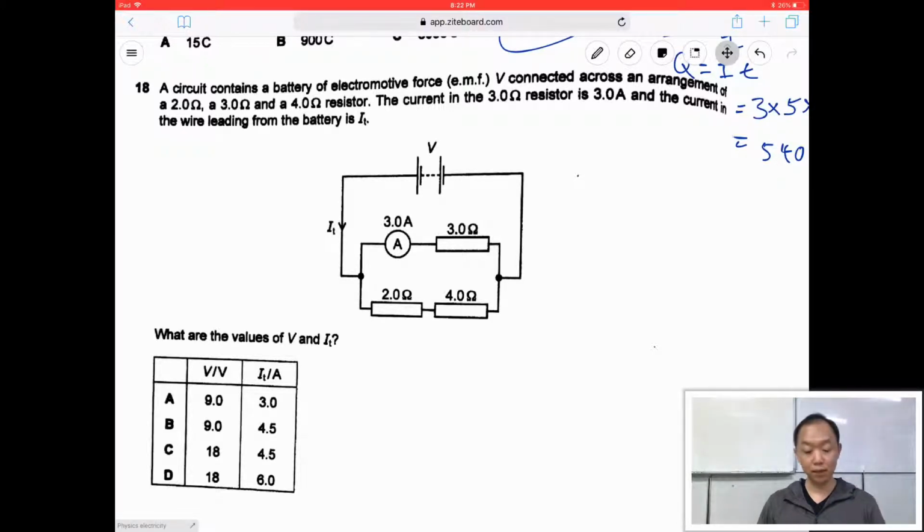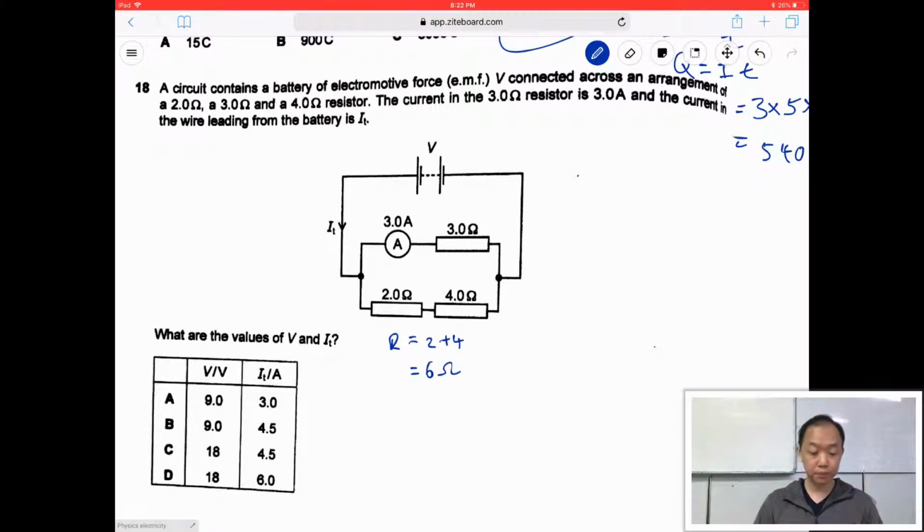Let's calculate. Okay, so first of all, now these two are connected in series. So what's the total resistance? So RT, according to the formula, you gotta add the 2. So total resistance is 2 plus 4 equals to 6 ohm. Okay, so here is 6 ohm.